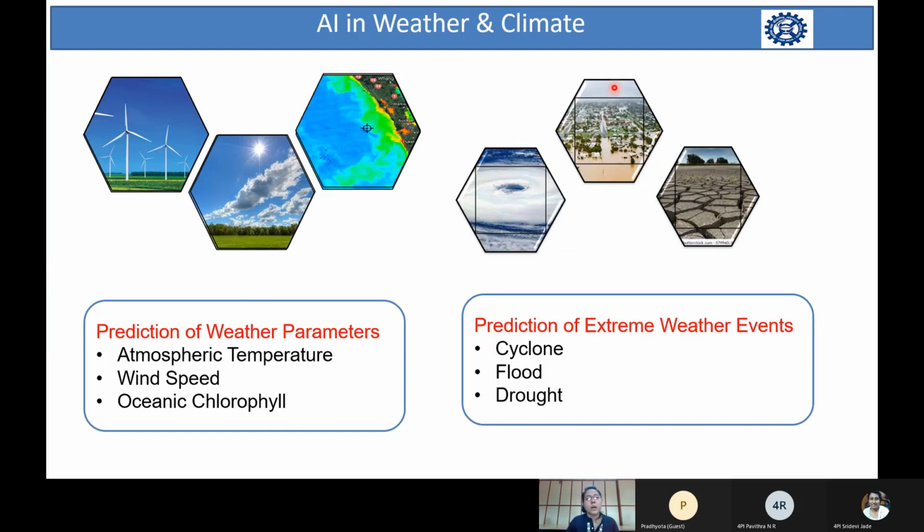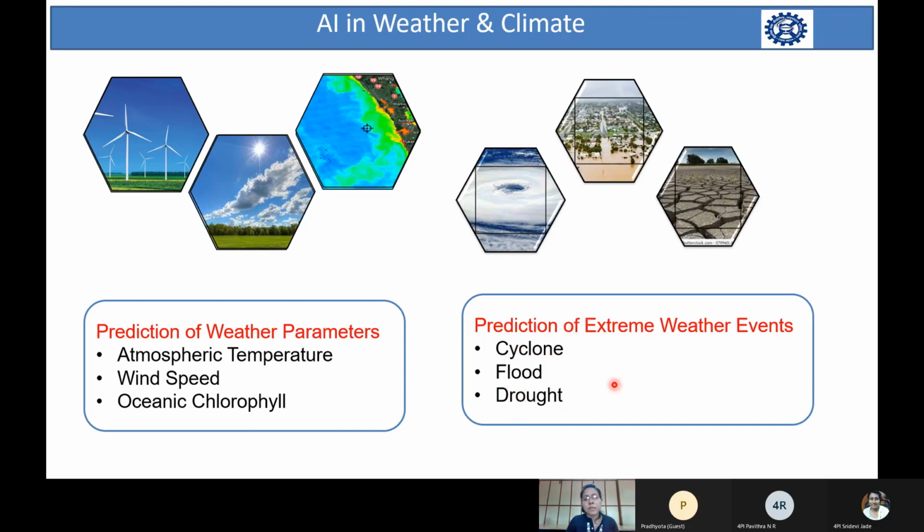Now we will come to the weather and climate sectors. Here AI can be used to predict different weather parameters, like what tomorrow's temperature is, what the wind speed is. So those things we can do using AI. Even in our institute, we have worked on these areas. We have designed and developed deep learning based algorithms for predicting atmospheric temperature, wind speed, oceanic chlorophyll, and sea surface temperature. Basically, oceanic chlorophyll and sea surface temperature will help in identifying potential fishing zones.